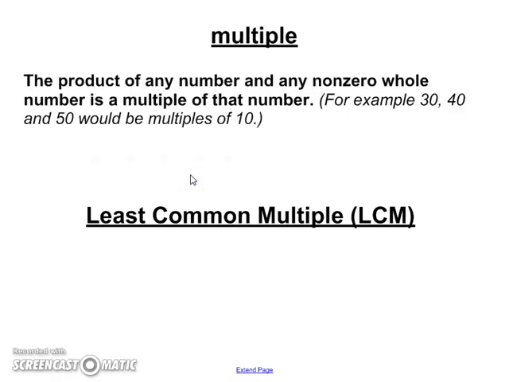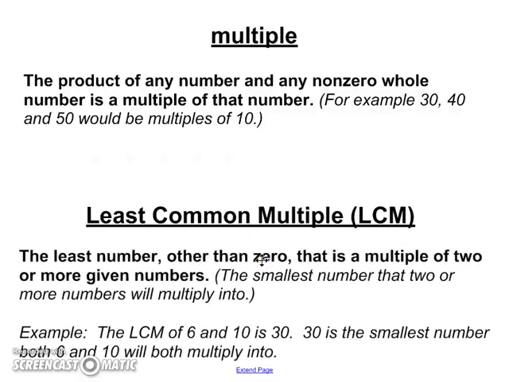Okay, so first of all, a multiple. You have the definition here. The product of any number and any non-zero whole number, which means that we're not including 0, is a multiple of that number. And I think this makes it easier, because that is a textbook definition, and a lot of people would stumble over that. Let's just do it this way. For example, 30, 40, and 50 would be multiples of 10. So 10 goes into 30, 40, and 50. So things that 10 will go into are multiples, if I'm using that as an example.